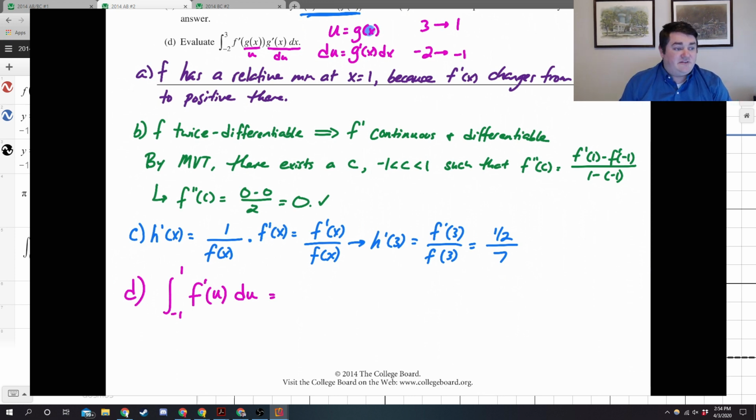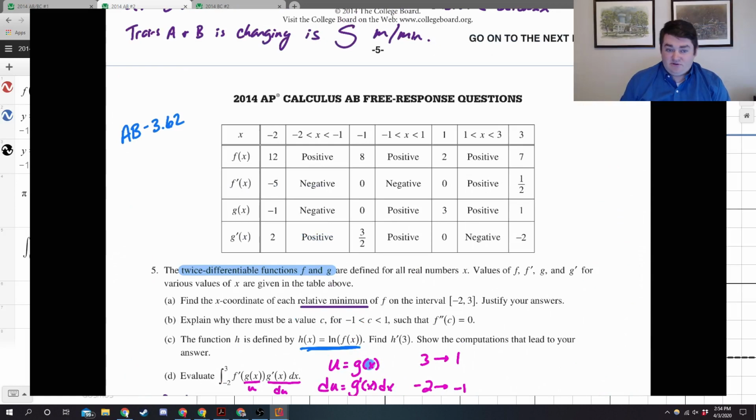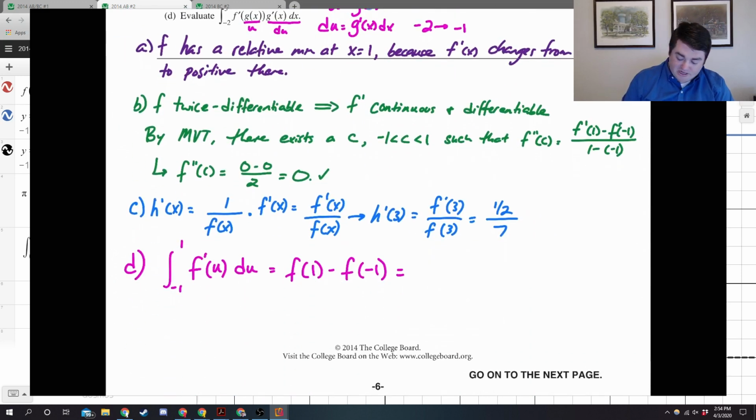And so the way definite integrals work is you take the antiderivative, plug in the top and bottom bounds, and subtract. The antiderivative of f prime is just f. So this is f of 1 minus f of -1. Again, what are these values? Go back to the table. F of 1 is 2, f of -1 is 8. 2 minus 8 is -6.